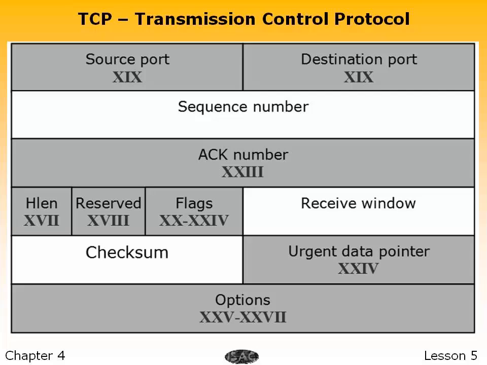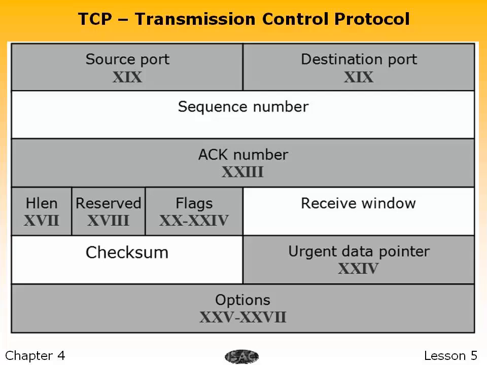Once the passive open is established, a client may initiate an active open. To establish a connection, the three-way handshake occurs. First step is the SYN. The active open is performed by the client sending a SYN to the server. The client sets the segment sequence number to a random value A.